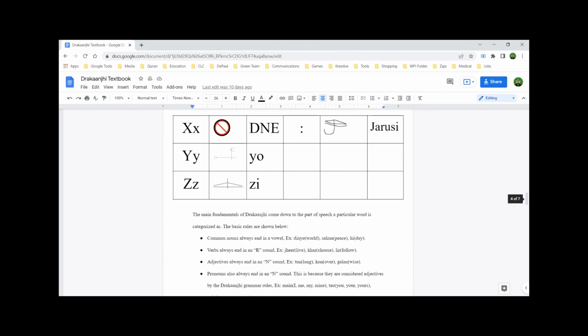And with that, we have come to the end of lesson 3. Again, I hope you enjoyed. Next lesson, we will be going over the basic rules of Drakaanjhi, which you can probably see on screen below you, but that is for next week.